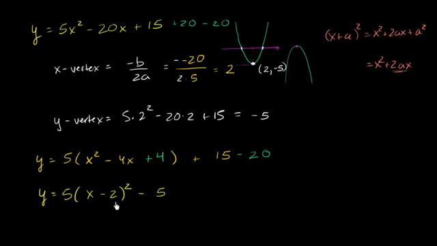So the whole point of this is now to be able to inspect this. When does this equation hit a minimum value? Well, we know that this term right over here is always going to be non-negative, or we could say it's always going to be greater than or equal to 0. So this whole thing is going to hit a minimum value when this term is equal to 0, or when x equals 2. When x equals 2, we're going to hit a minimum value. And when x equals 2, what happens? Well, this whole term is 0, and y is equal to negative 5. The vertex is 2, negative 5.